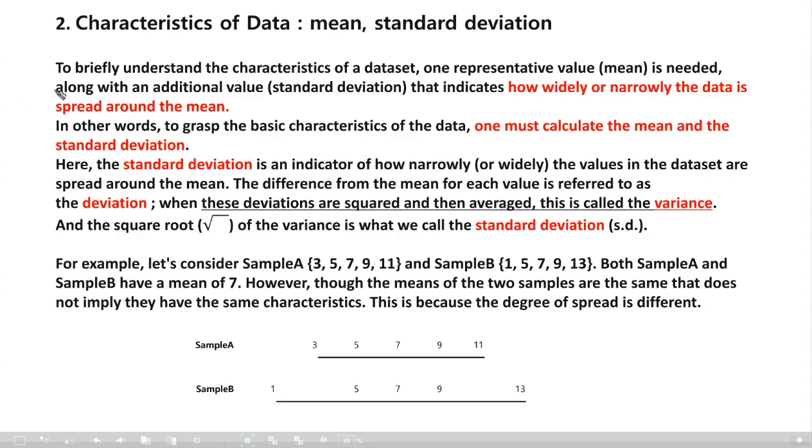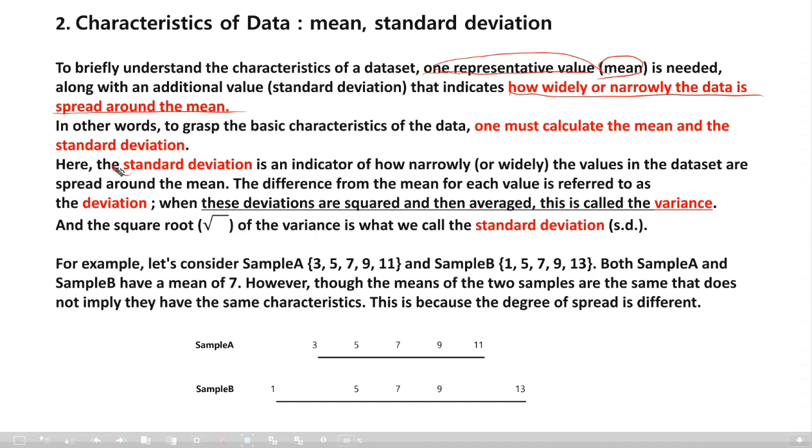Okay, let's see characteristics of data: mean, standard deviation. Briefly, to understand the characteristics of the data set, one, a representative value, which is the mean, is needed. Everybody knows mean from childhood, so it is a simple concept. But an additional thing is standard deviation. It is a little complicated; it indicates how widely or narrowly the data is spread around the mean. Okay, this is the definition concept.